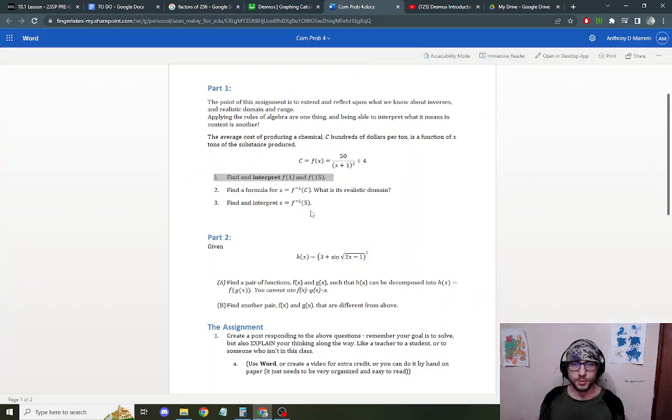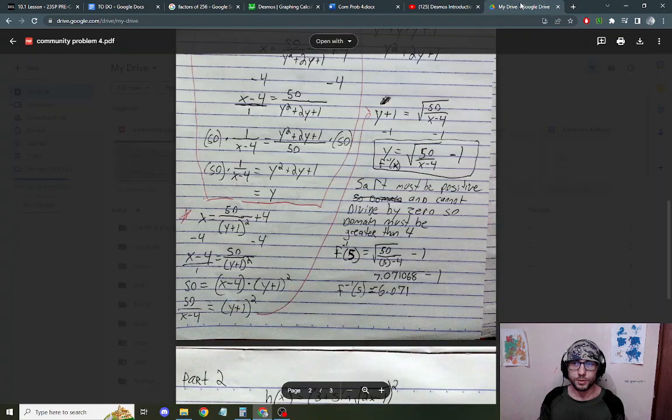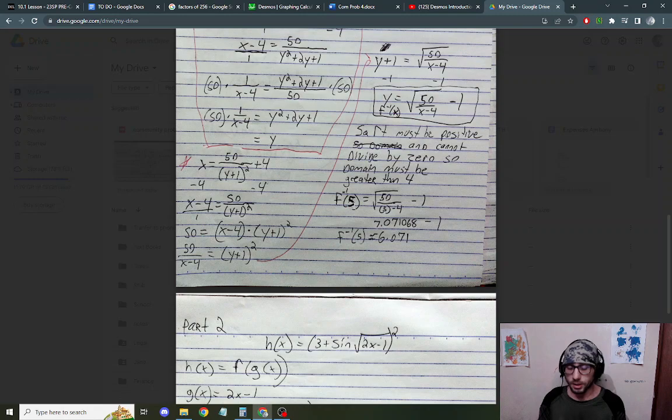And next we want to find and interpret an input of 5. So that's, again, we're flipping it. So we're saying, in the first one, X is the tons produced. So in this one, X should be our cost. Hope I'm saying that right, but anyway, let's look at our solution here.